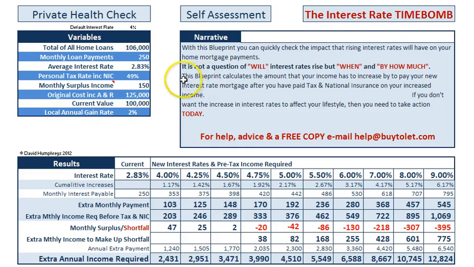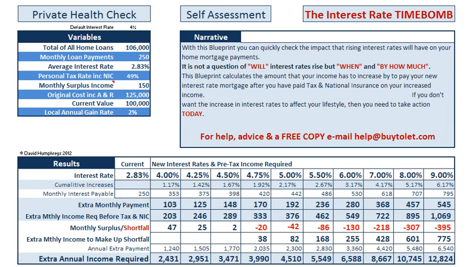This blueprint calculates the amount that your income has to increase by to pay your new interest rate mortgage after you have paid tax and national insurance on your increased income. If you don't want the increase in interest rates to affect your lifestyle, once again, you need to take action today.